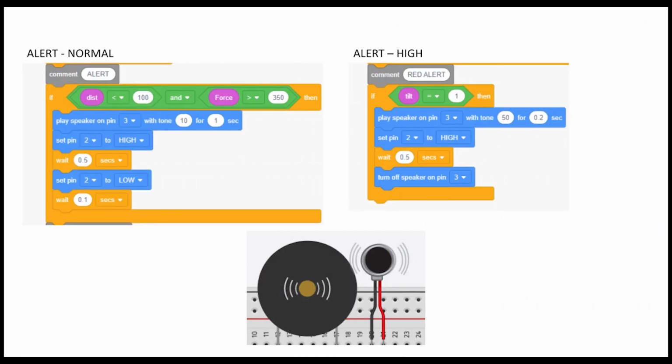Now for level 1 of alert, the normal alert, if the distance of any obstacle is within 100 centimeters and the reading of the force sensor is greater than 350, then the alarm will go off, the vibration motor will start, and the speaker will play with a lower tone. But for the high alert, which will be triggered when the tilt sensor detects a full deflection, the speaker will start playing with a higher tone.